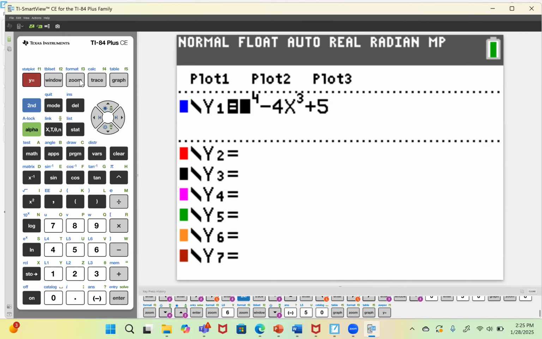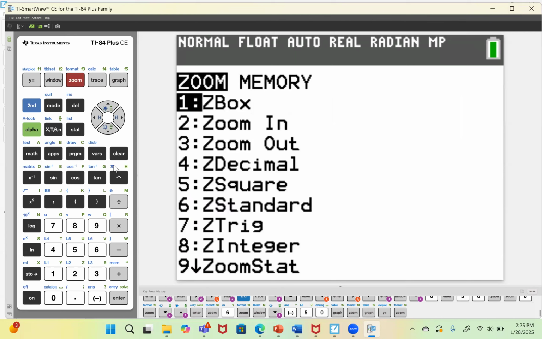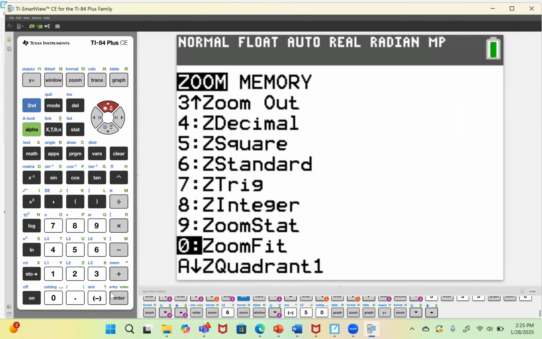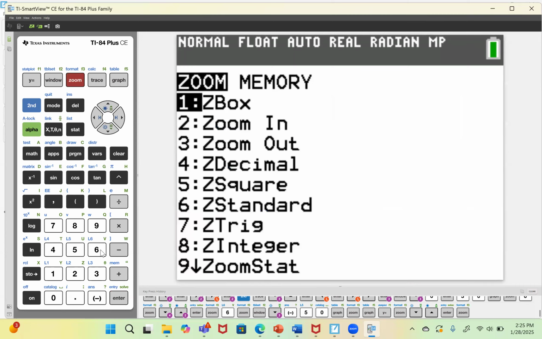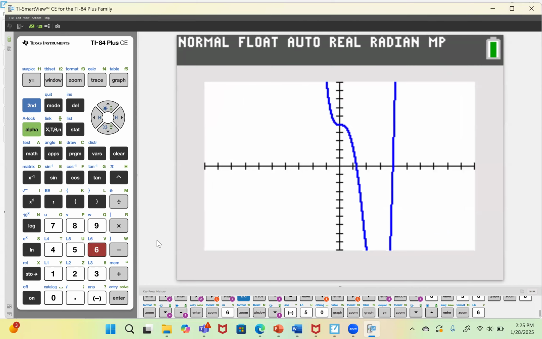The first thing I tried was zoom fit, and I wouldn't recommend that because you're not going to see the full picture. It's actually very zoomed out. Instead, I would go to zoom standard, so Z6, which will give you a 10 by 10 window. But you can see here, I can't see the entire function.